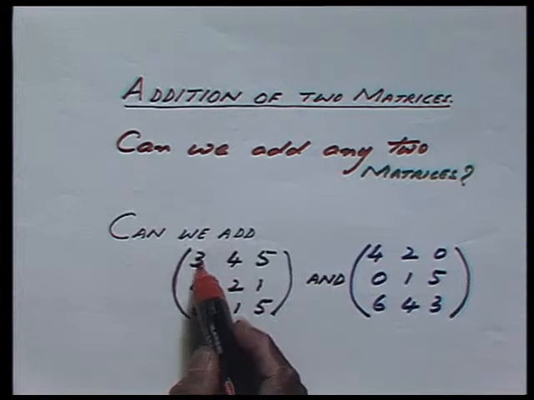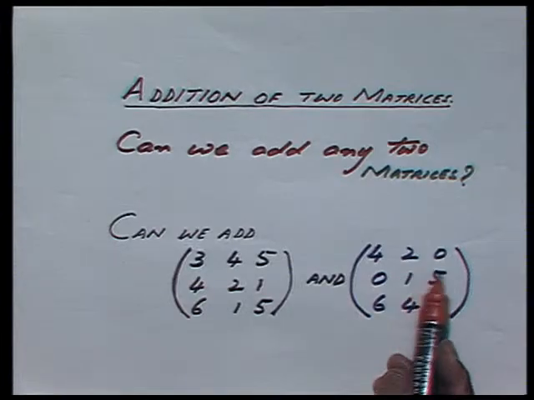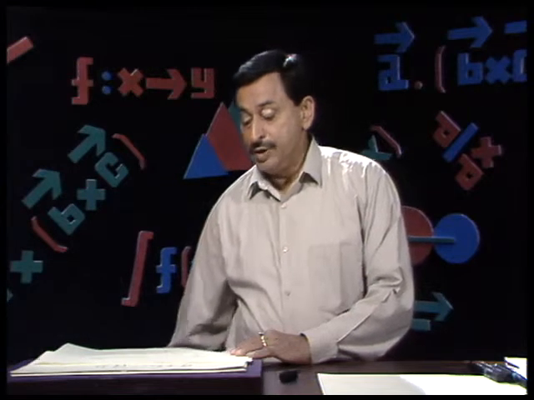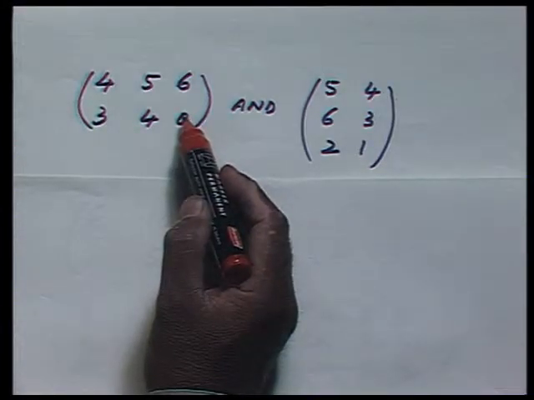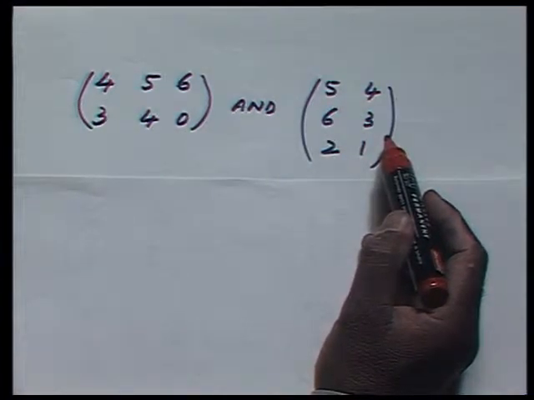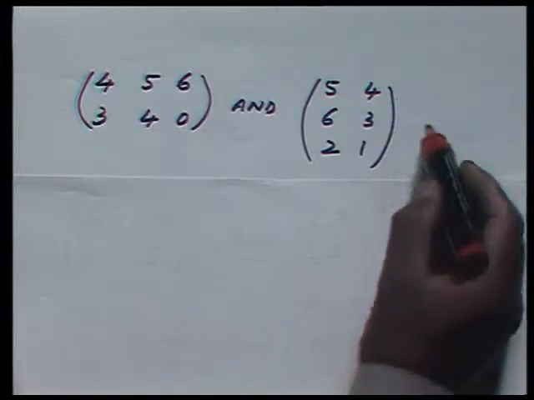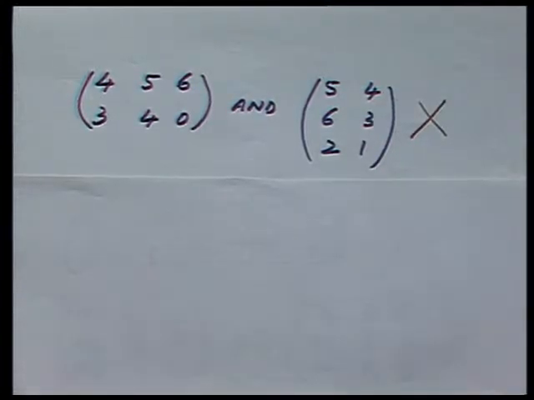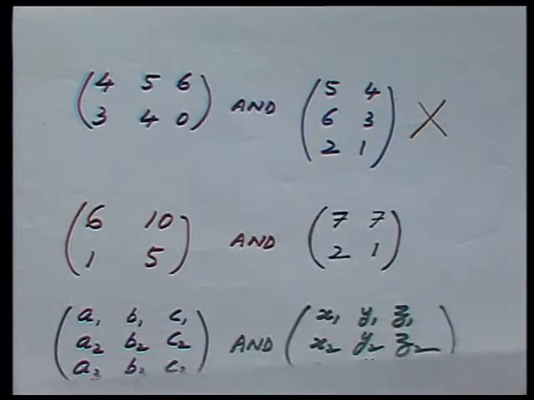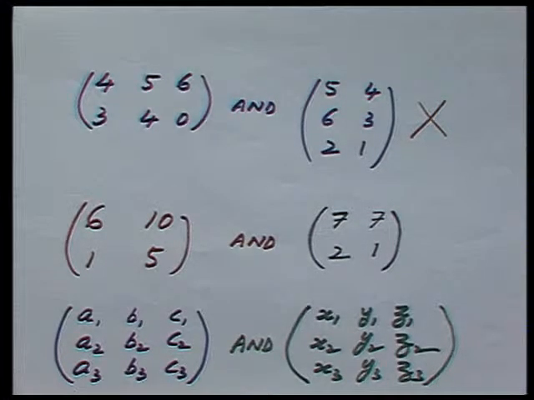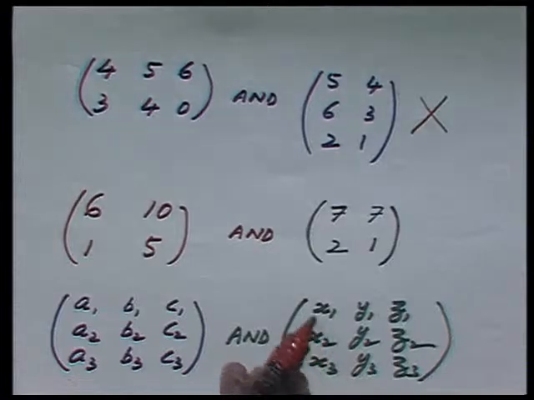This matrix is 3 by 3, this is also 3 by 3. What can you say about this? Can you add these two matrices? This matrix is 2 rows, 3 columns, 2 by 3. This is 3 rows, 2 columns, 3 by 2. Surely you cannot. We cannot add this information because the order does not match. What of this? We can, because the order of the two matrices is the same. And what of this? Again, this is 3 by 3, 3 by 3. We can add the two and arrive at the result.